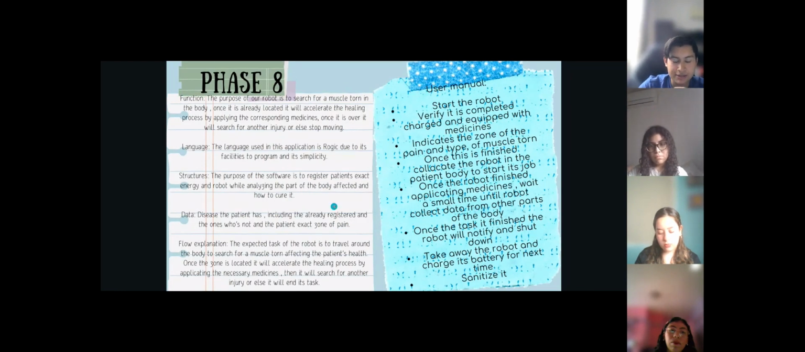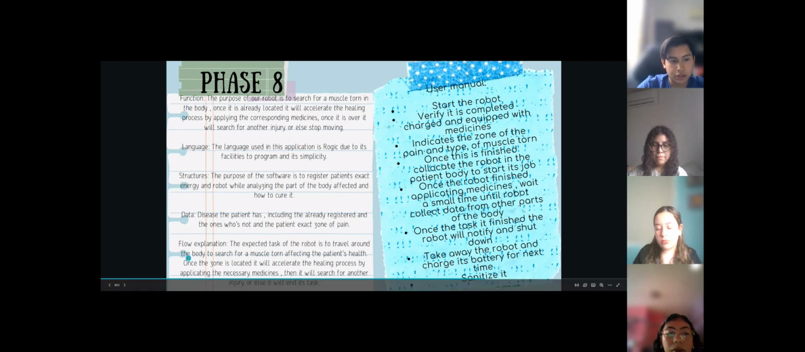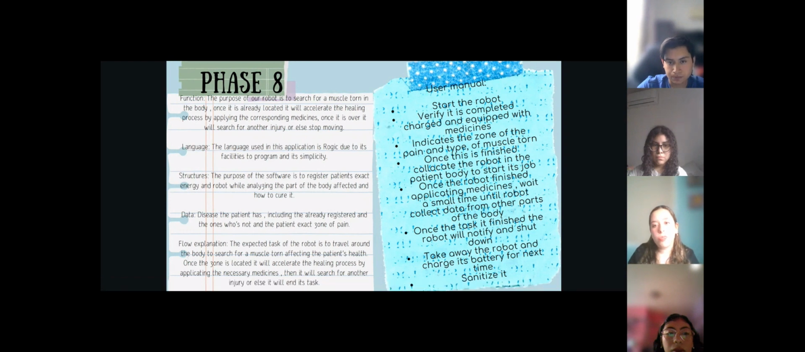Okay, so phase 8 is documentation, and we did a user manual. For example, the patient will start the robot, verify if it's complete and with batteries and medicines, indicate the zone of pain and what type of muscle tear it has. The robot will travel around its body, and when finishing applying medicines, it will notify and shut down. After this, you need to take the robot to charge again and sanitize it. And here we did a little document of the explanation of the purpose of the robots, its data, and its flow explanation.